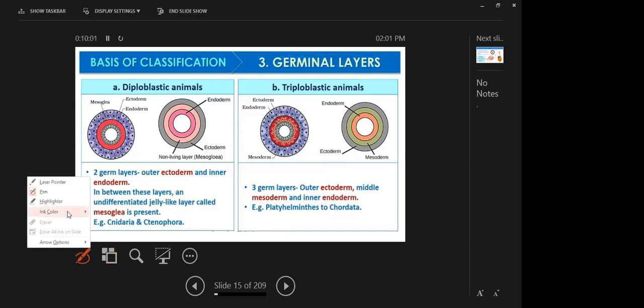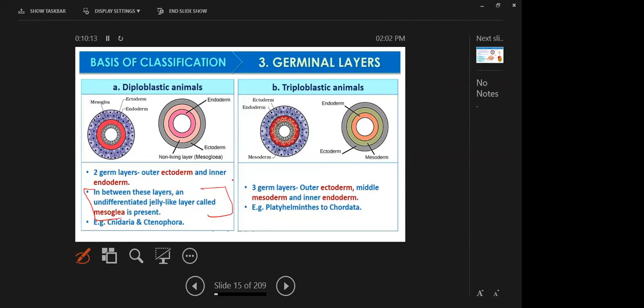NEET question. Please do write it. One more NEET question. So what is mesoglea? In between the outer ectoderm and the inner endoderm, there is an undifferentiated jelly-like layer called mesoglea. Examples: Cnidaria, Ctenophora. What are these names? You feel that it is something new. One by one, we are going to take up these now.